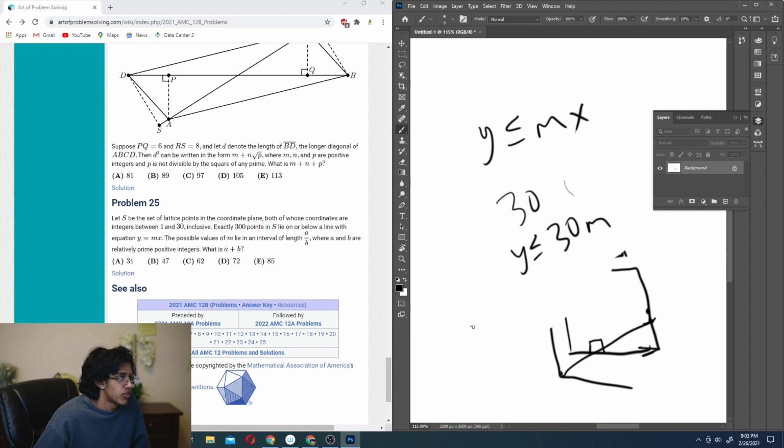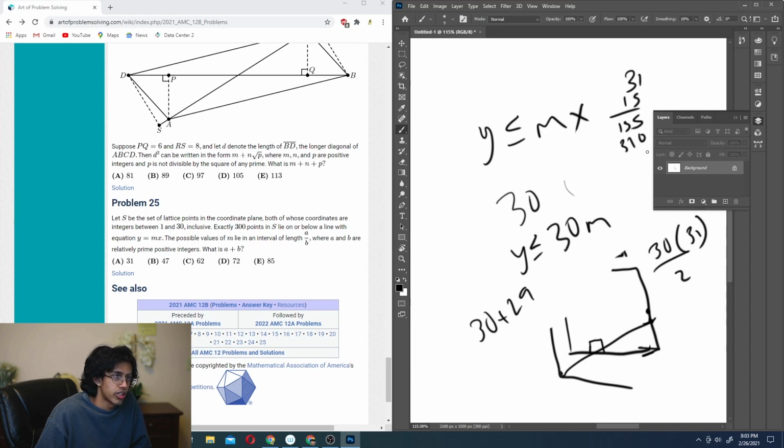Then it's like 30 plus 29, and so on and so forth, so 30 times 31 over 2, so that's 31 times 15, which is equal to 465. Okay, so 465 if you just go straight through the middle, which makes sense, right? There's like 31 that are in the middle. Yeah, okay, that makes sense.